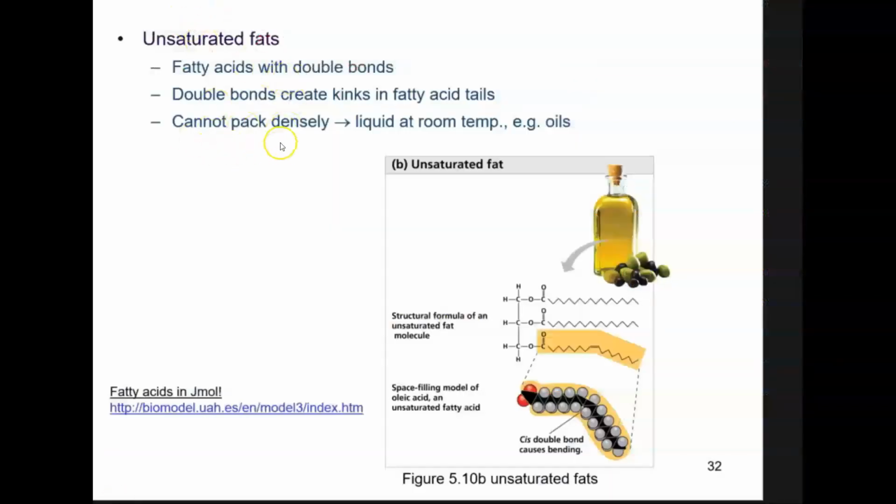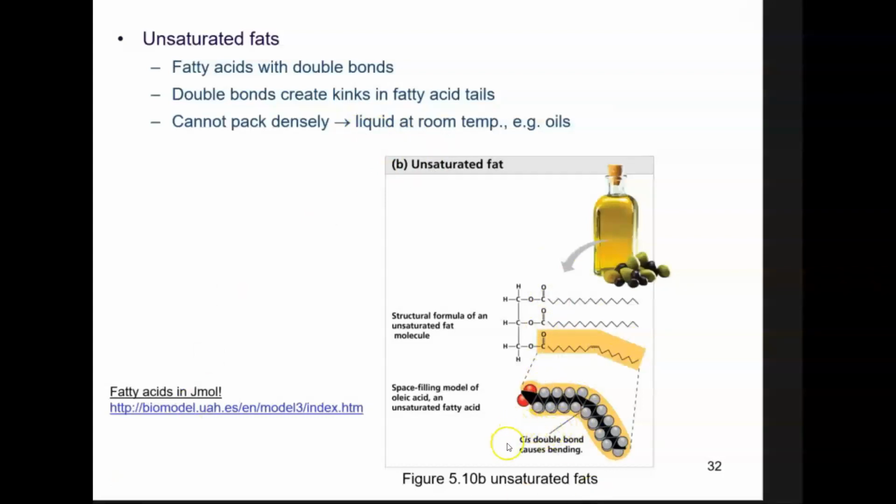So back to our PowerPoint. Here it's showing that this fatty acid chain has the double bond, and it introduces a kink. Notice that it says a cis double bond. Okay? Cis as opposed to trans. And by the way, here's the URL for that website we were just at. And again, because they cannot pack as densely, it will be liquid at room temperature.